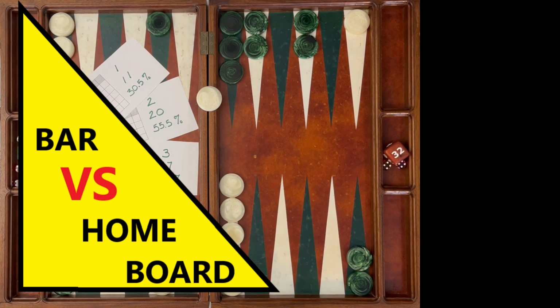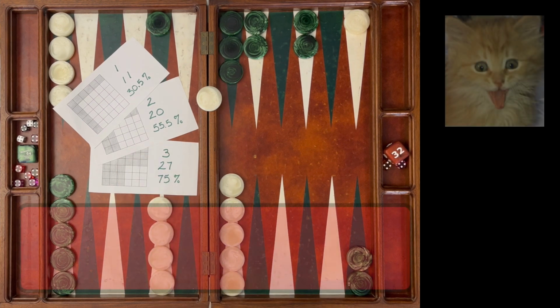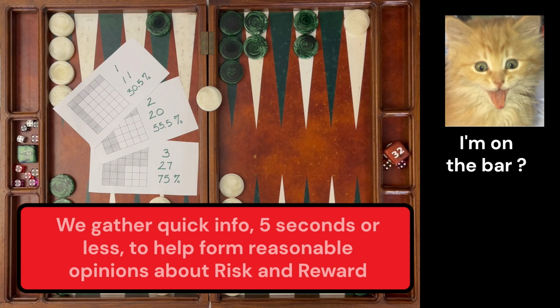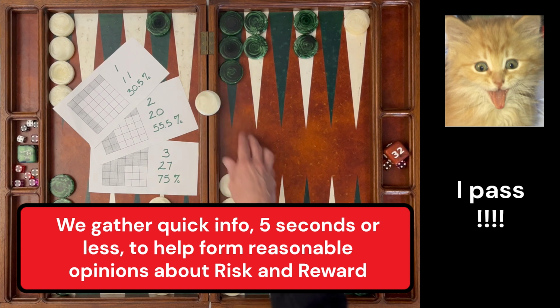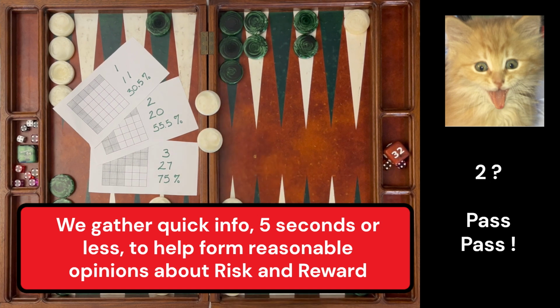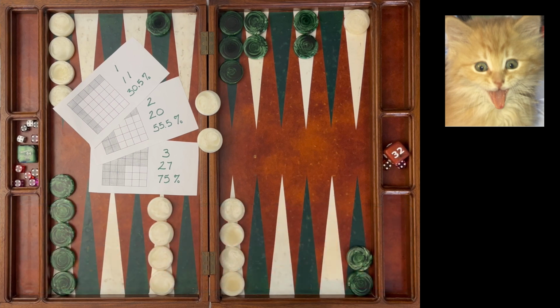Bar versus homeboard. In this video, we'll be using our percentage shortcuts to instantly gather key information about our position that we can then use and combine with other observations to start to form a reasonable opinion of risk and reward. We'll be looking at one checker on the bar, and then we'll be looking at two checkers on the bar with the long-term goal of being able to recognize these percentages in only 5 seconds.